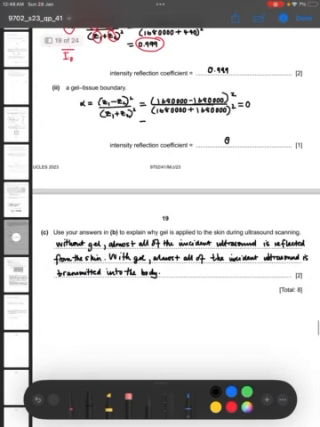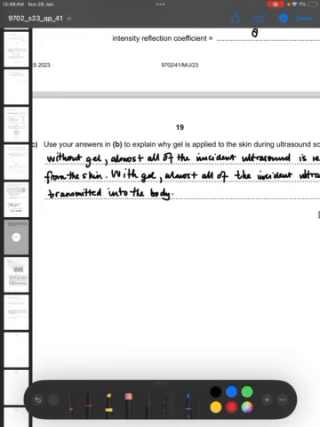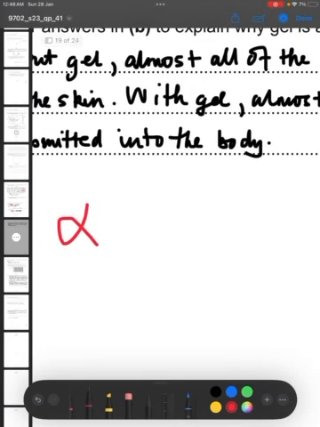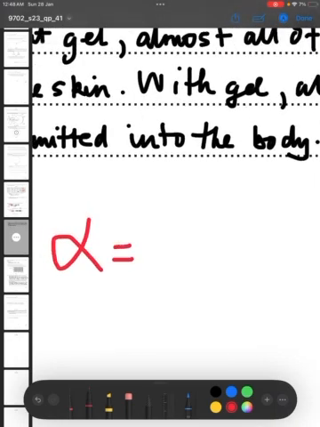Then the final question says, use your answers in B to explain why gel is applied to the skin during ultrasound scanning. Why do we apply gel to the skin during ultrasound scanning? Now, the answer lies in this point, which I told you, the alpha, the intensity reflection coefficient. Alpha, remember, and we are supposed to use this information, the one we got as 0.99 between the tissue and the air, the other one between the tissue and the gel.